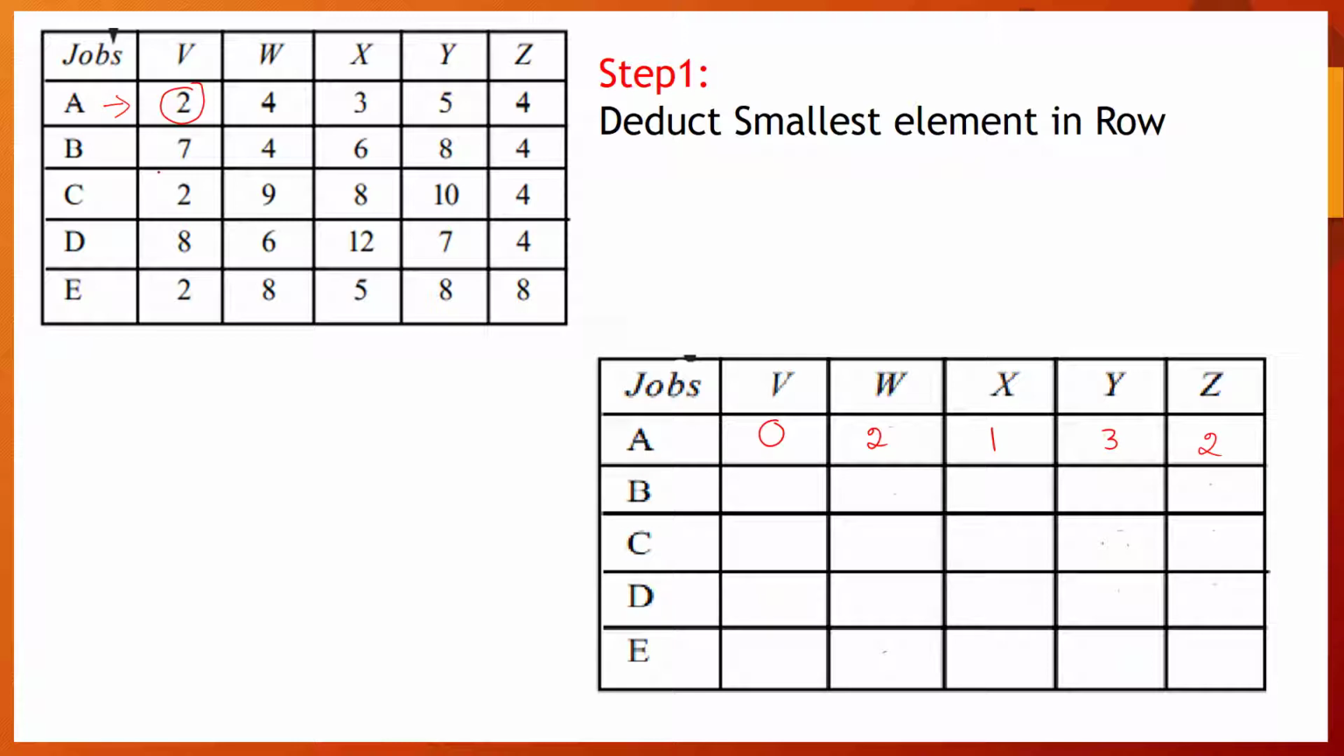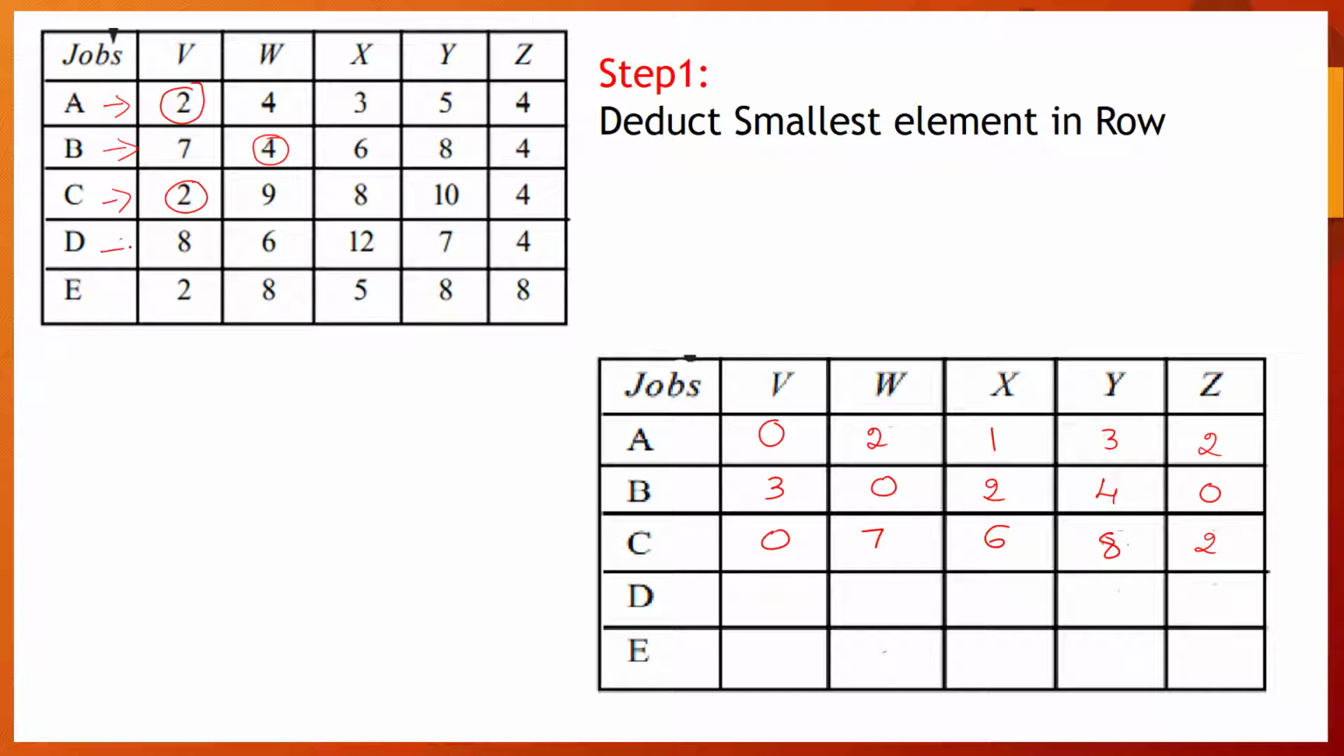In the second row B, the minimum number is 4. So 7 minus 4, 3. 4 minus 4, 0. 6 minus 4, 2. 8 minus 4, 4. And then 4 minus 4 is again 0. Third row, the minimum is again 2. 2 minus 2, 0. 9 minus 2, 7. 8 minus 2, 6. 10 minus 2, 8. 4 minus 2 is 2.